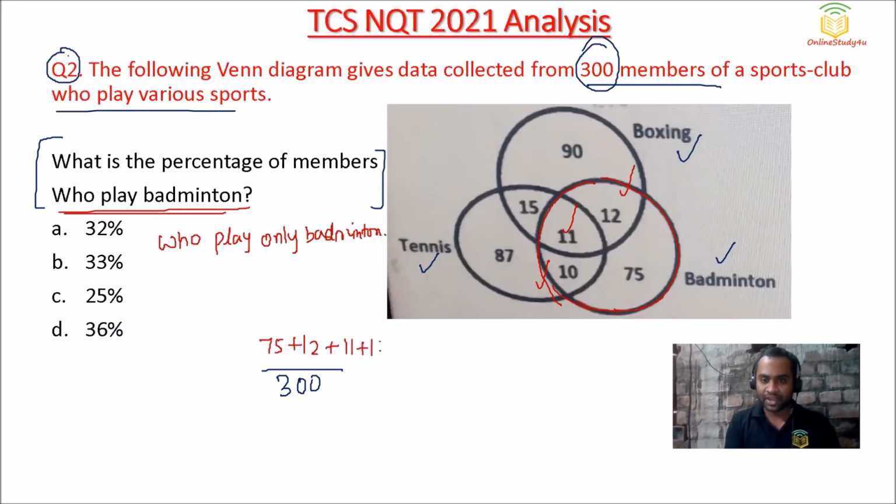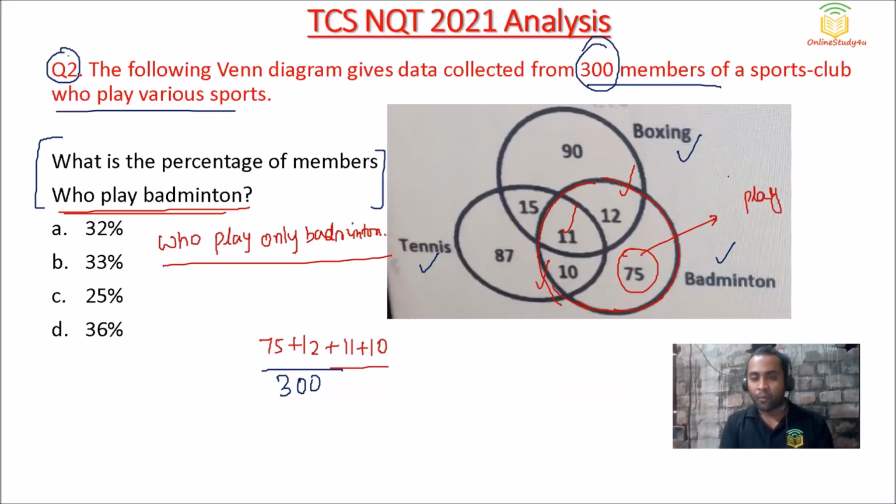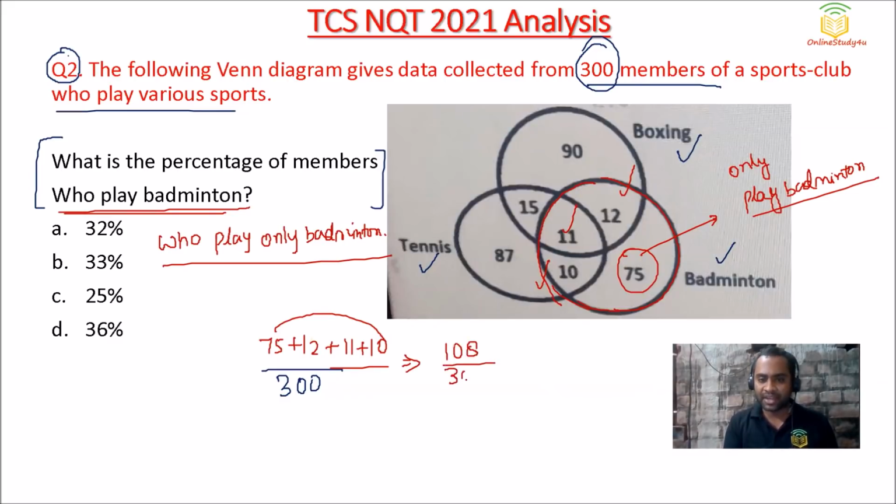Now if they had asked who play only badminton, this particular 75 members is nothing but those who play only badminton. So be very clear with the basic concepts, that's all, nothing else is required. Now, this will be nothing but 85 plus 23. So 85 plus 23 will be 108 by 300, and definitely you need to calculate the percentage.